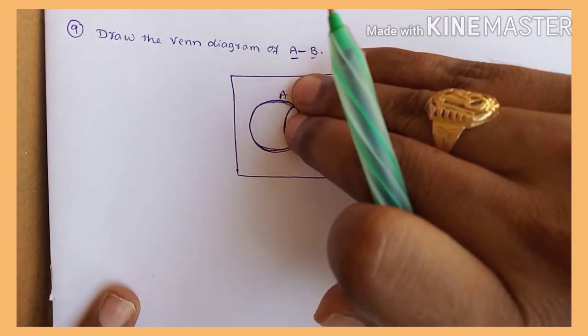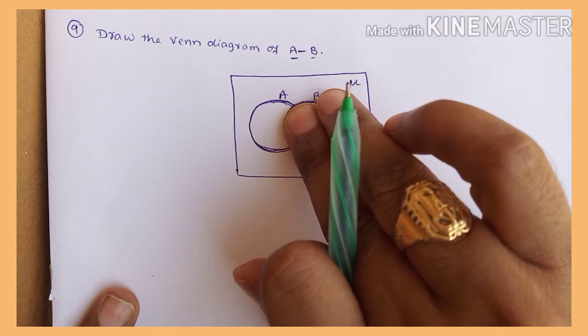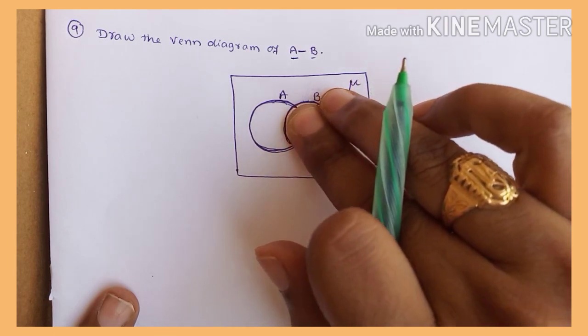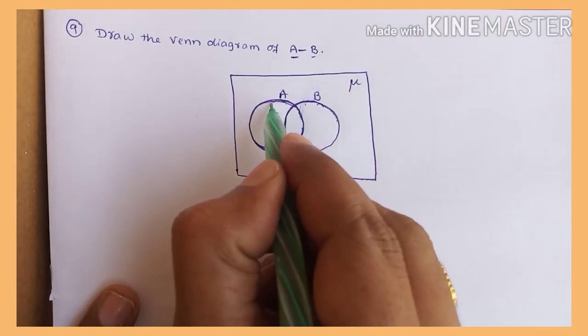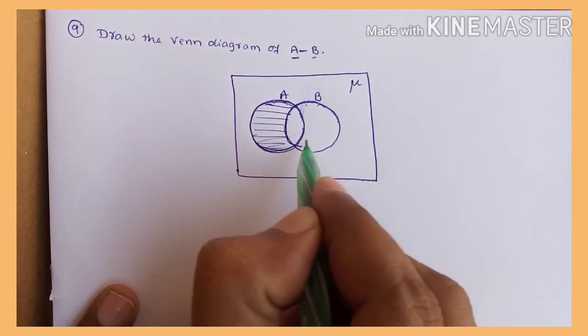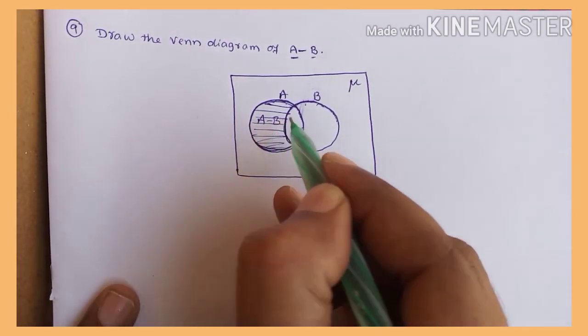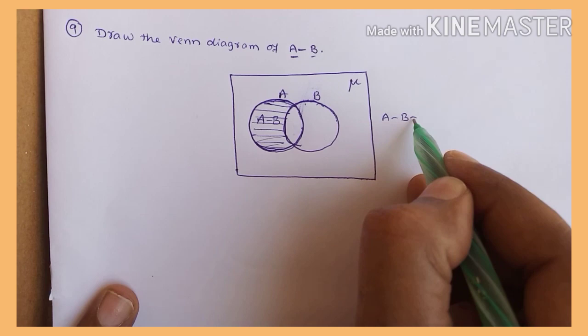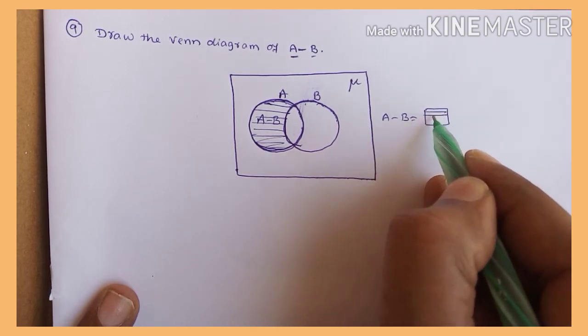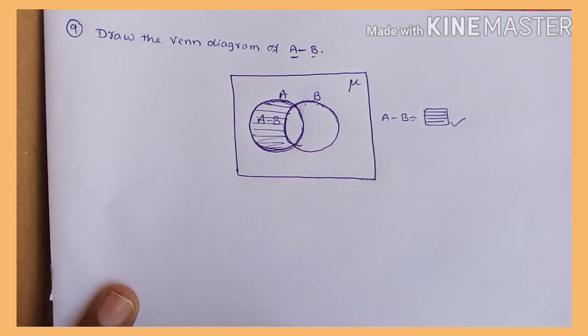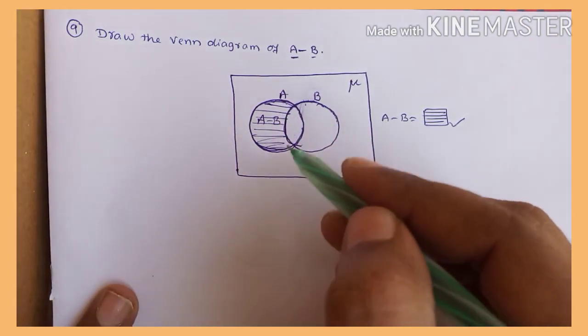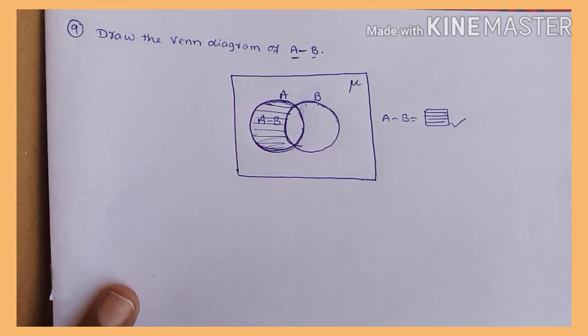After removing it, the remaining part, which is like a half moon part, should be shaded. This is called A minus B. A minus B can be shaded using horizontal lines, so you can write the symbol as horizontal lines. If we shade with vertical lines, you can draw vertical lines.